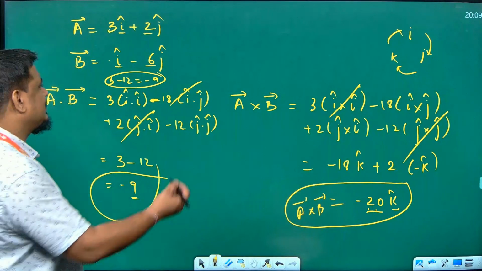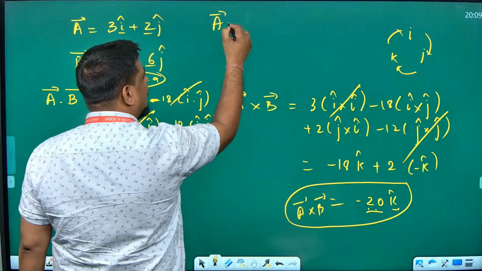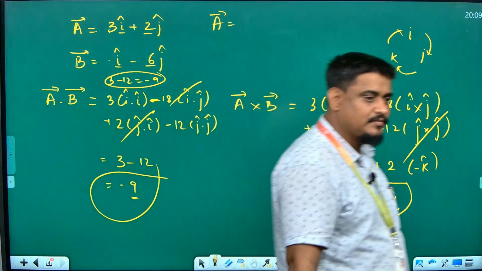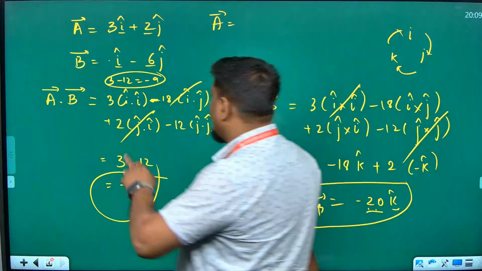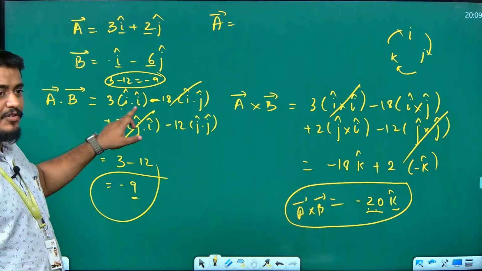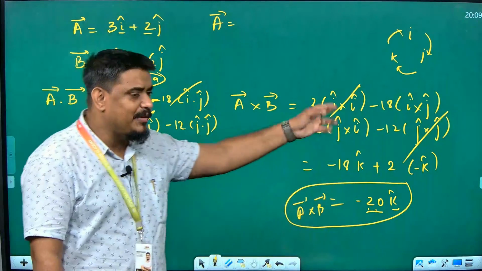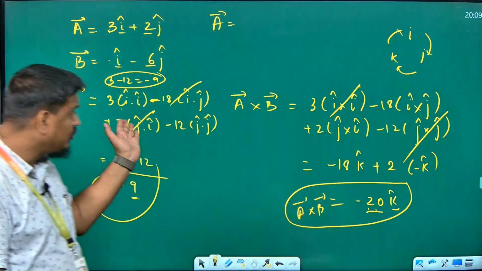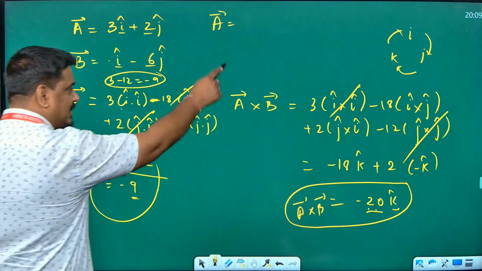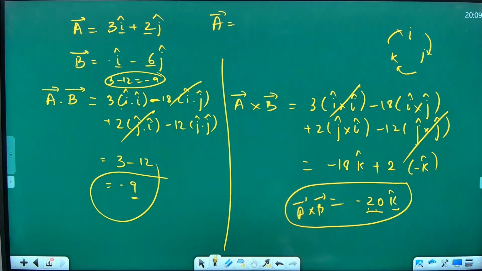Just another question, very similar. Ask me, Srinidhi. Why are the magnitudes coming as different? It should come different, because here you are going to do i dot i, which will become 1. Here i cross i will become 0. So how will it have the same magnitude? Common sense says they have different rules of multiplication. They will not give the same magnitude. They will give different magnitudes only.